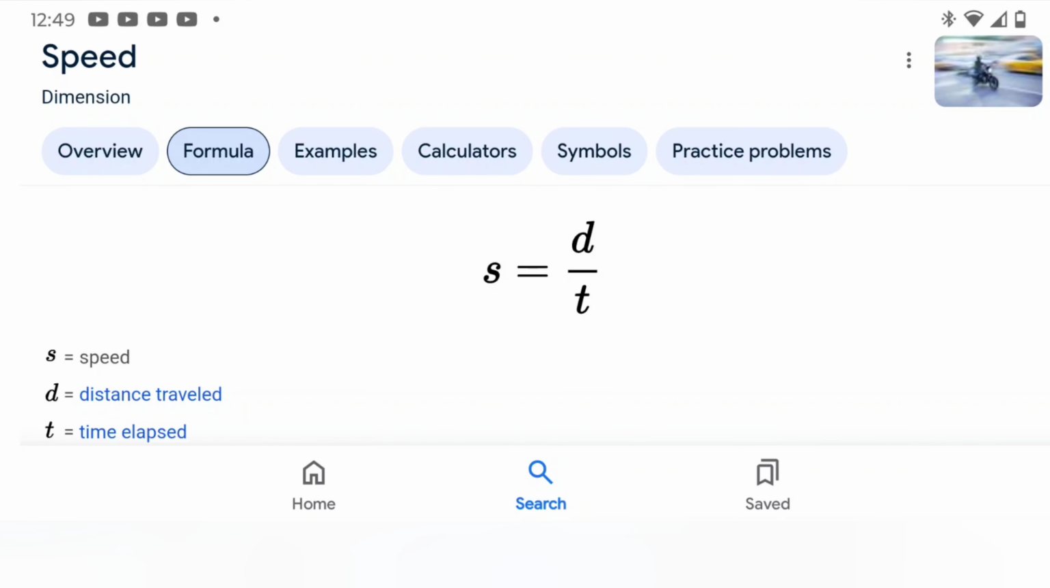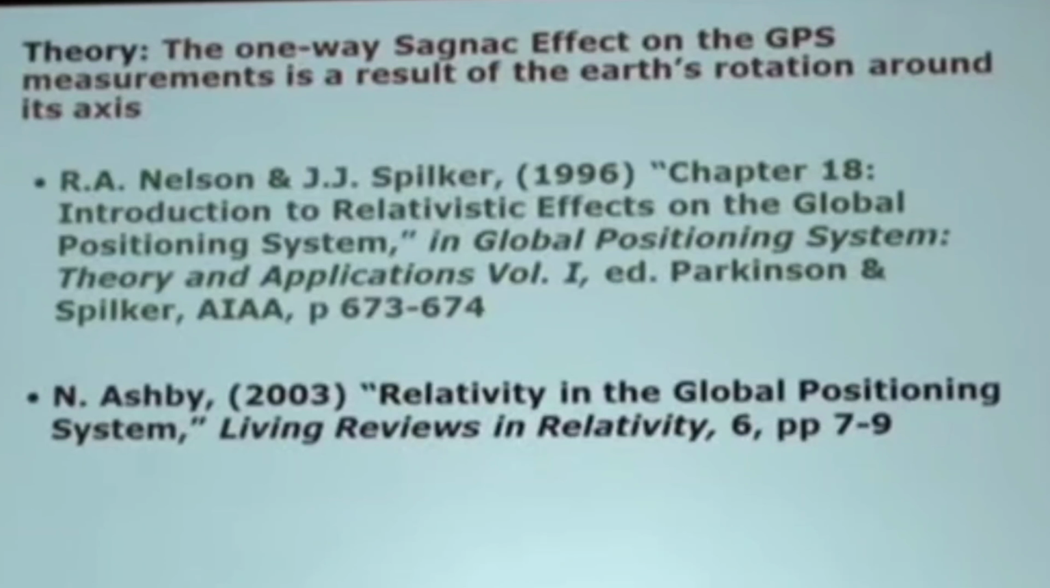And he went through the math and went over everything, and he shows the engineering documents that it's not the Earth's rotation. Okay, a little more on the one-way Sagnac effect on the Earth. The measurement is the result of Earth's rotation around the Earth. I claim that that's absolutely false.